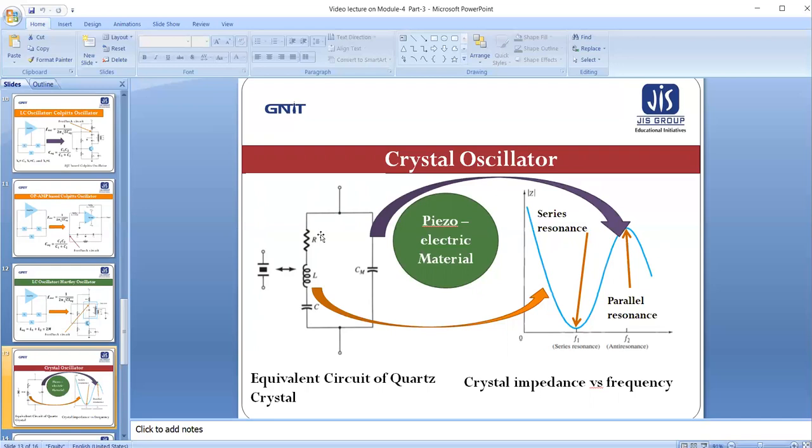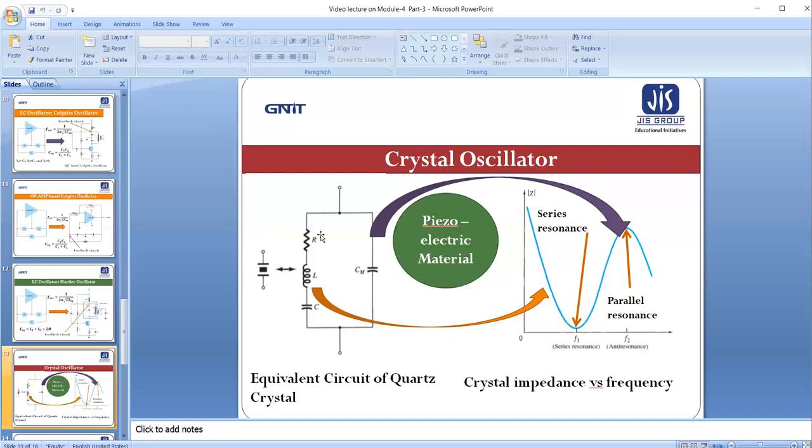The crystal used in this oscillator is nothing but a piezoelectric crystal. Especially, we are using the quartz crystal. What is piezoelectric material? Piezo means pressure, electric means electricity. So this type of material basically has a dipole moment. It is a polar material. What happens in the piezoelectric material?